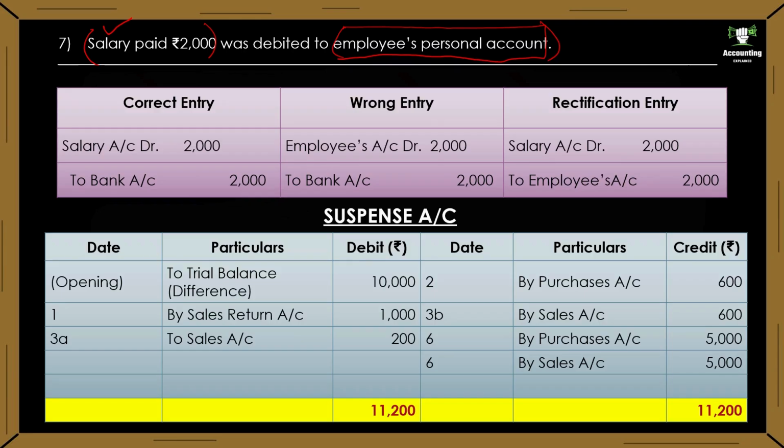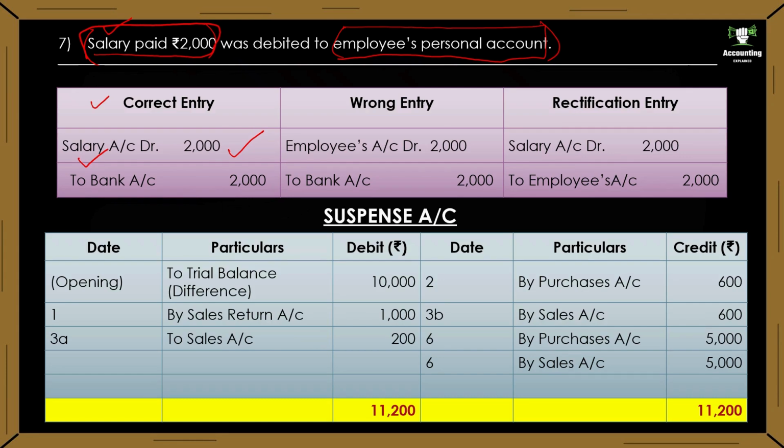Now, coming to the correct entry. The correct entry is salary paid rupees 2,000. As I told you, salary is a nominal account, debit all expenses and losses. So salary is an expense, it has to be debited. Salary account debit 2,000. And from where have we paid? From bank. Bank balance is going to be reduced. Bank is an asset. When the asset value is going to be reduced, it has to be credited. So to bank account rupees 2,000.